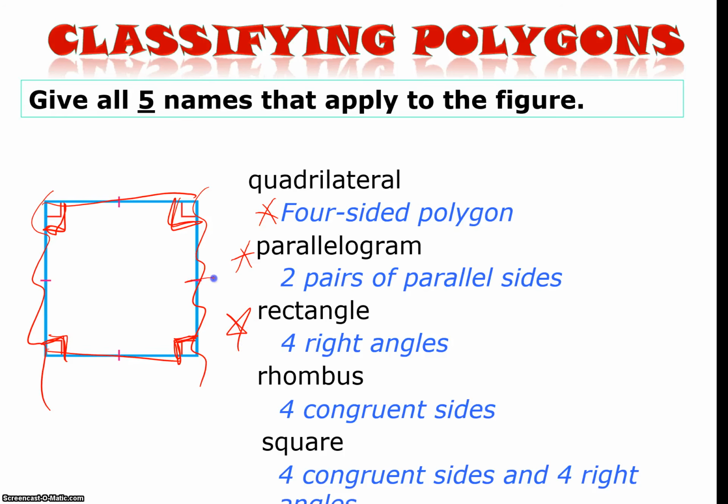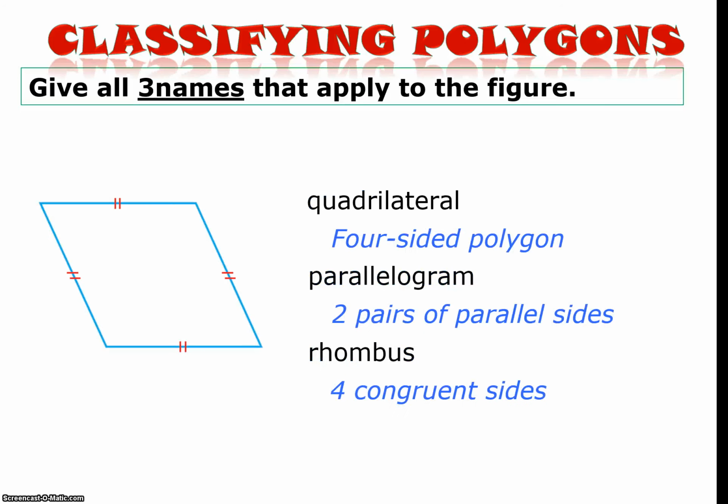Rhombus says it has 4 congruent sides. Well, this one has 4 congruent sides, so it's also a rhombus. It's a square if it has 4 congruent sides and 4 right angles, so it's also a square. So all 5 names apply to this figure.